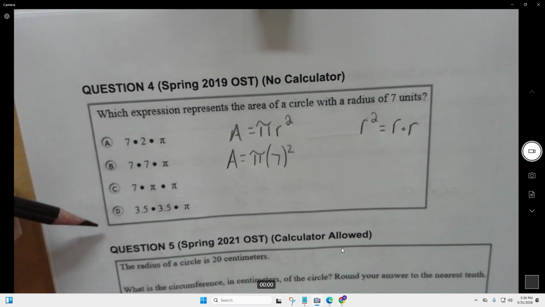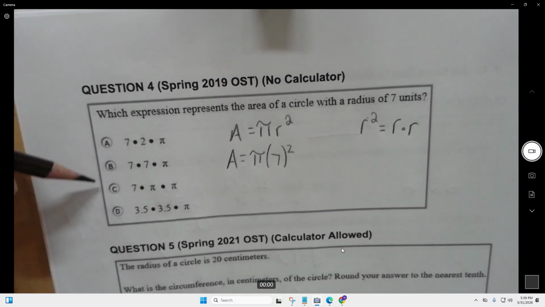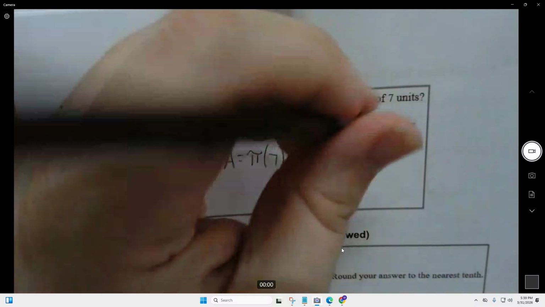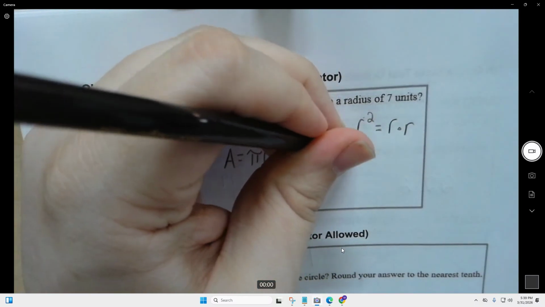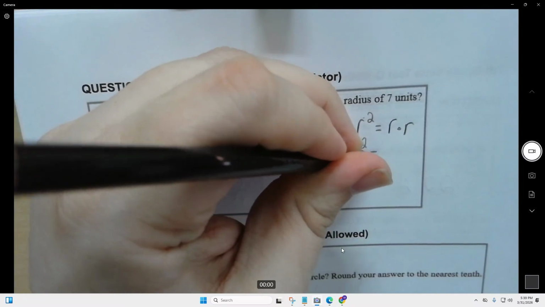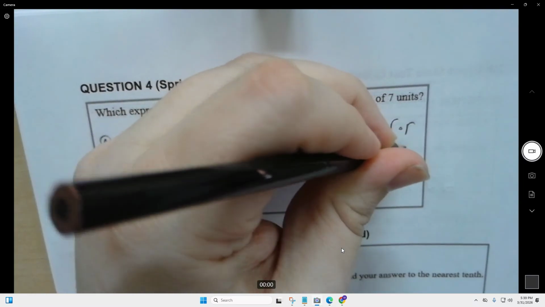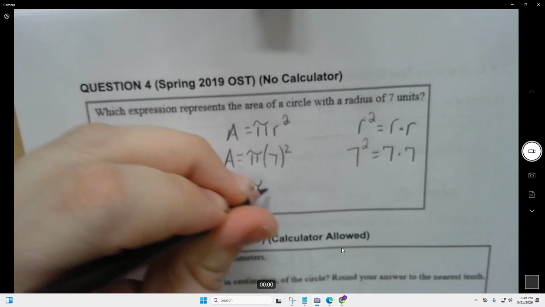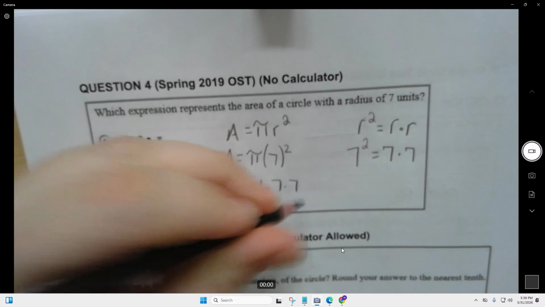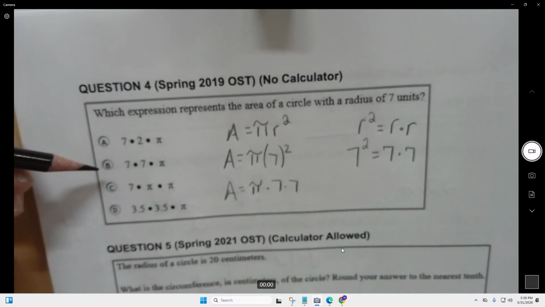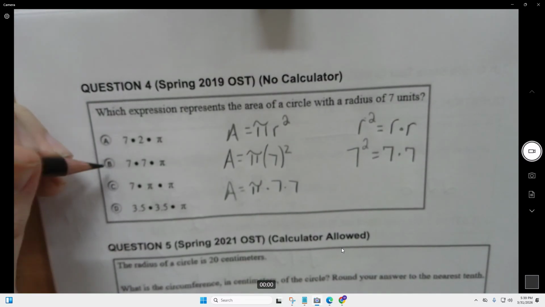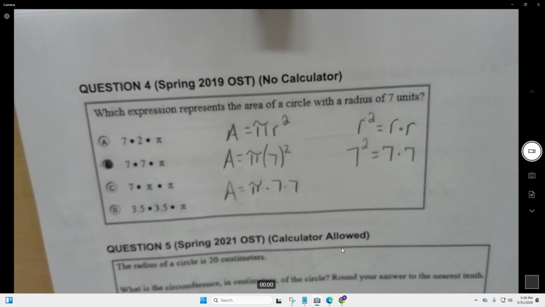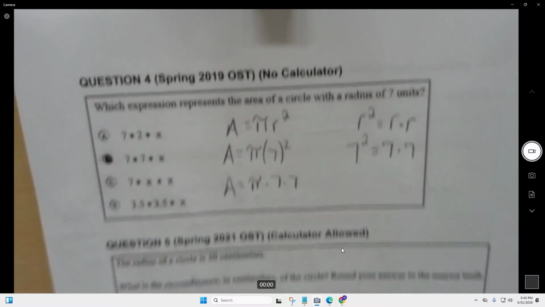Do we see that immediately over here? No. However, what we do see is if you break 7 squared down into 7 times 7, that means we're left with A equals pi times 7 times 7. Do we see that? We do. In choice B is our answer.